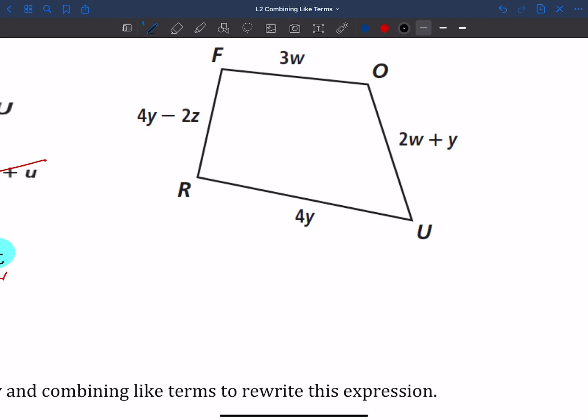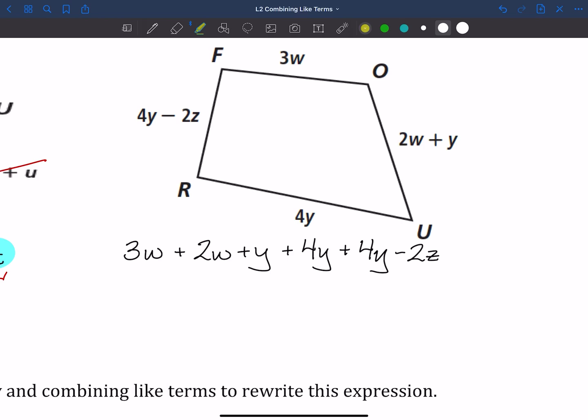All right? So again, what I like to do is I like to start in one place. So I'm going to start at the top again, and I'm going to go around clockwise. All right? And what we're going to do is just write them down first, and then worry about finding the like terms. So we got 3w. I'm then going to add on the next side, 2w plus y. I'll add the bottom, which was 4y. And then I'll add that left side, which was 4y, y minus 2z.